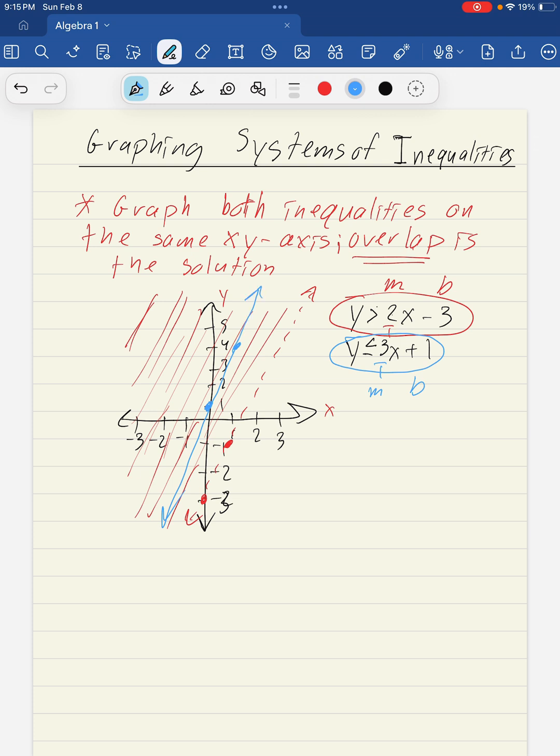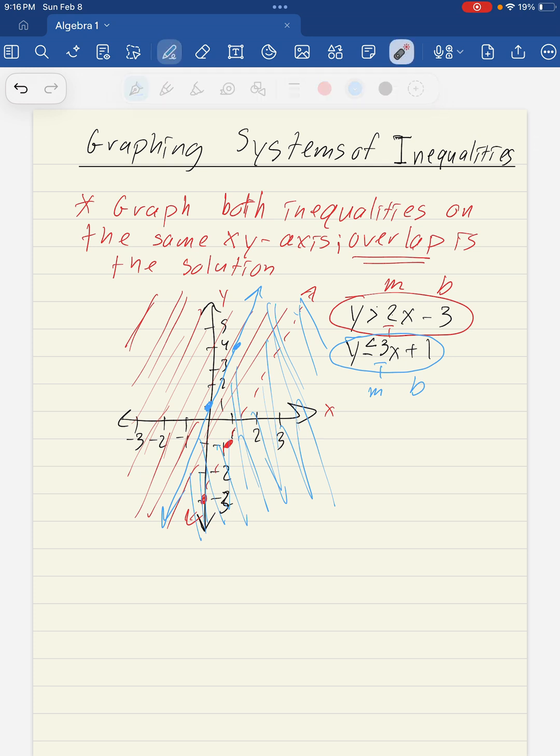And it looks like eventually these would cross way down here. Anyway, the next thing I need to do is my shading. Where's my shading? y is less than or equal to. I need to shade below my y-intercept. So the whole region that's below, we're going to shade with blue. My blue shaded region is this whole region over there. And you're going to see, where's my double shaded or overlapped region? It's right here in the middle.